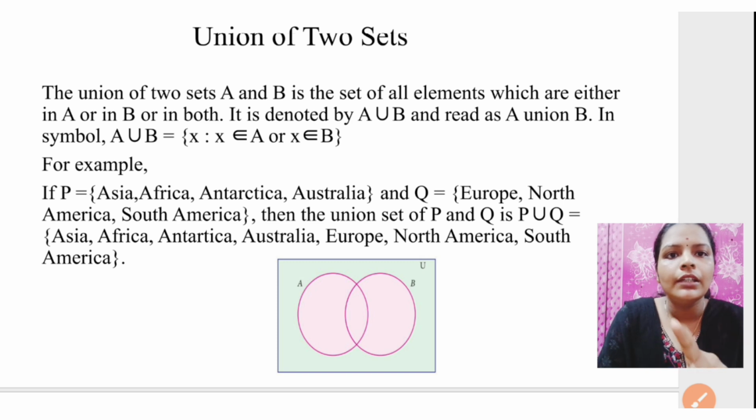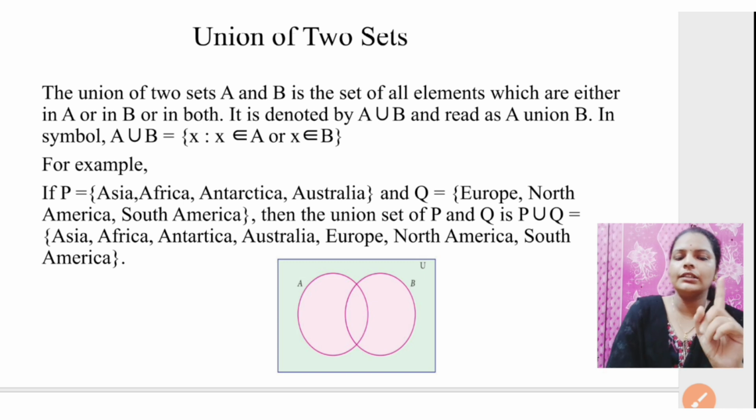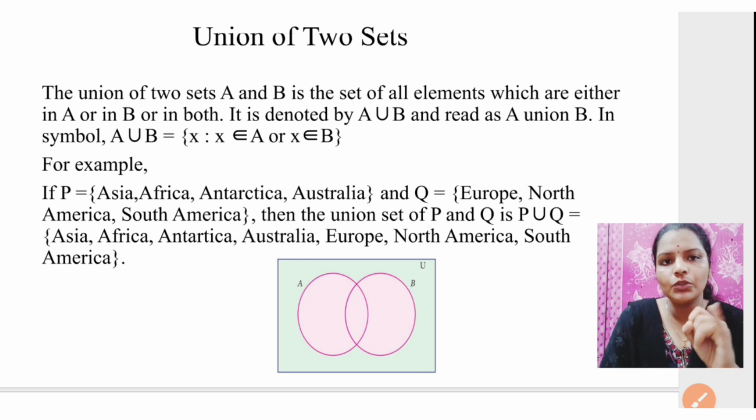For example, if the set P contains Asia, Africa, Antarctica, Australia, the 4 elements, and Q contains Europe, North America, South America, then P union Q is obtained by combining all the elements of P and Q. That is Asia, Africa, Antarctica, Australia, Europe, North America, South America.